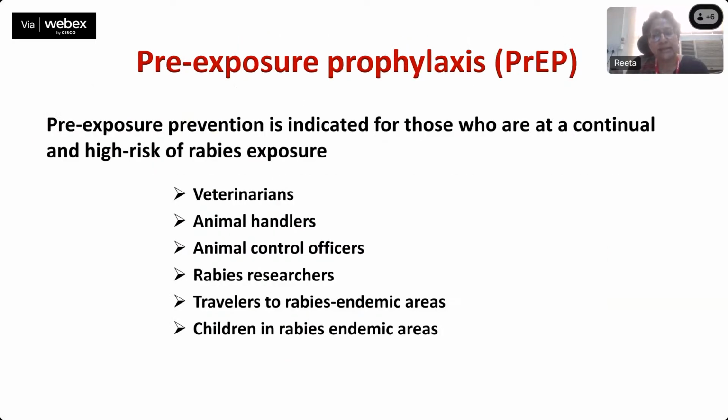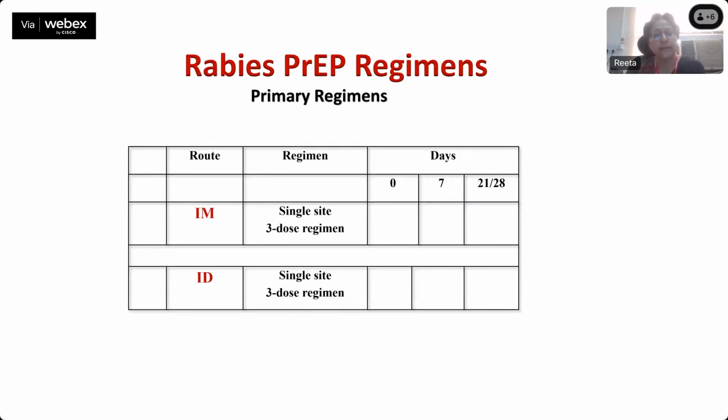Now coming to the last section, that is pre-exposure prophylaxis. This can be given to those who are at continual and high risk of rabies exposure, such as veterinarians, animal handlers, rabies researchers, travelers from non-endemic regions to rabies endemic regions, and also children in rabies endemic countries like us also are a vulnerable population. Next slide.